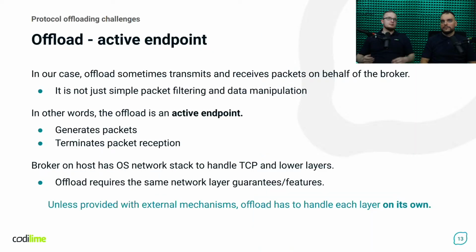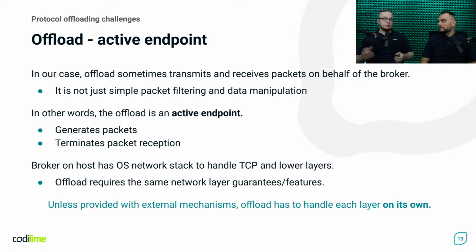Of course, the offload, as we've mentioned, is going to sometimes receive and sometimes transmit the packets on behalf of the broker. So it's not just simple packet filtering. It's not data manipulation, some functions that the SmartNICs normally regularly realize. So in other words, the offload is going to generate and terminate the packet reception on behalf of the broker. So it means that it's going to be an active endpoint. It's going to be independent from the broker.